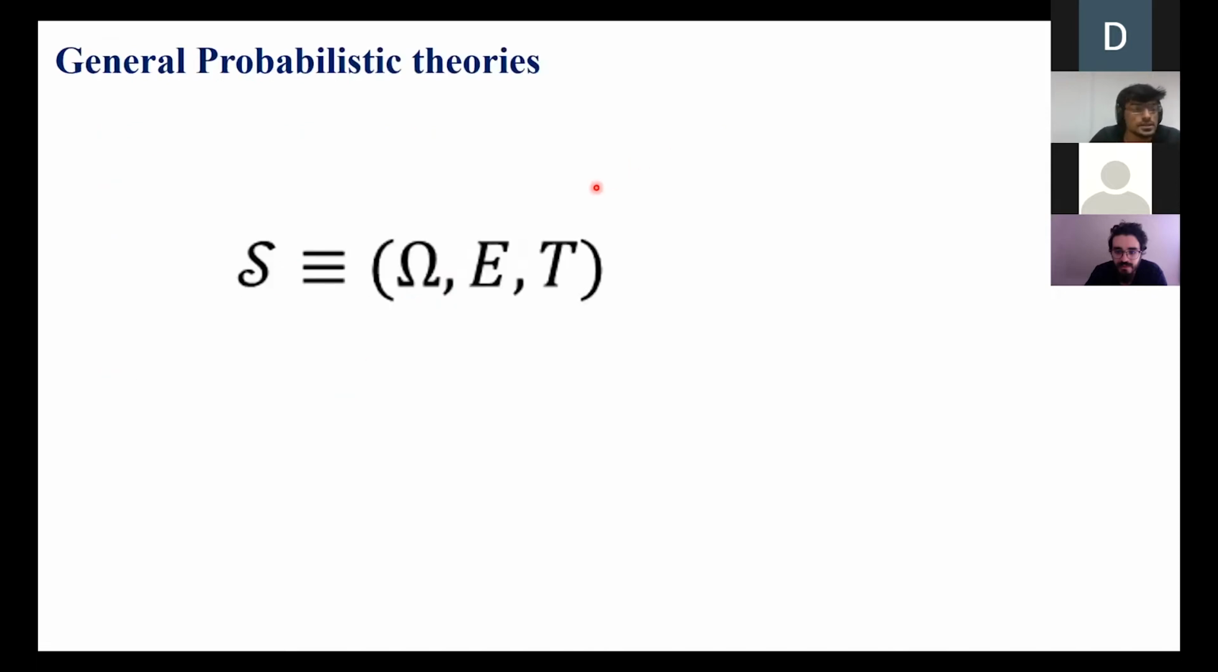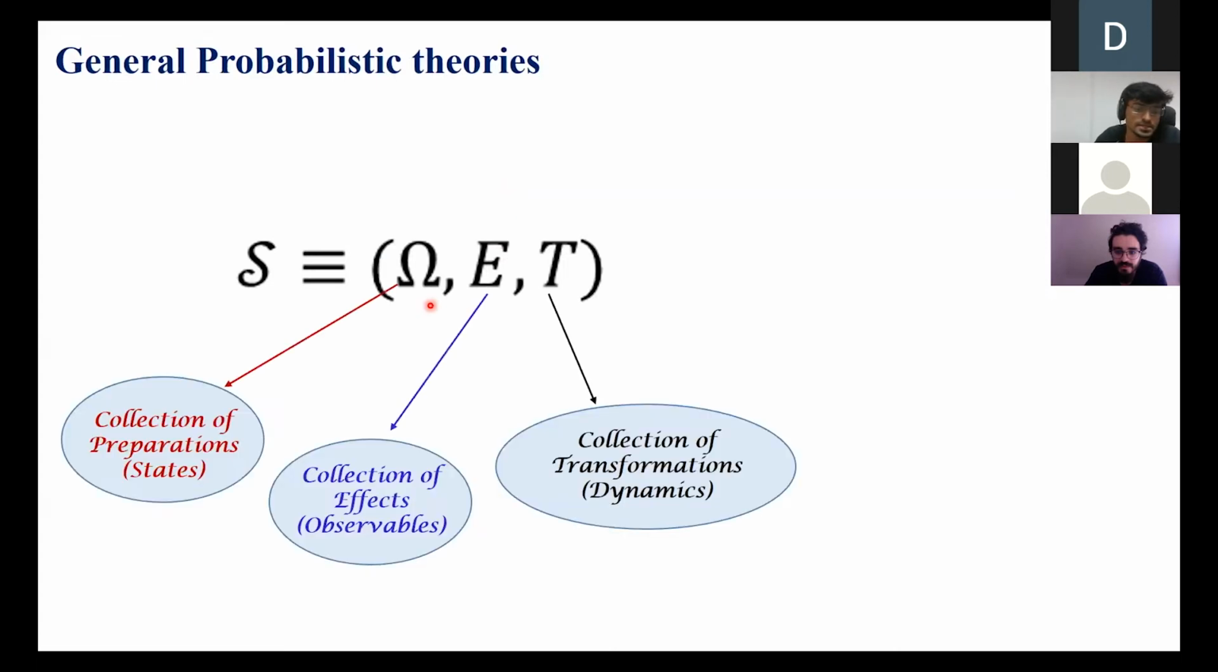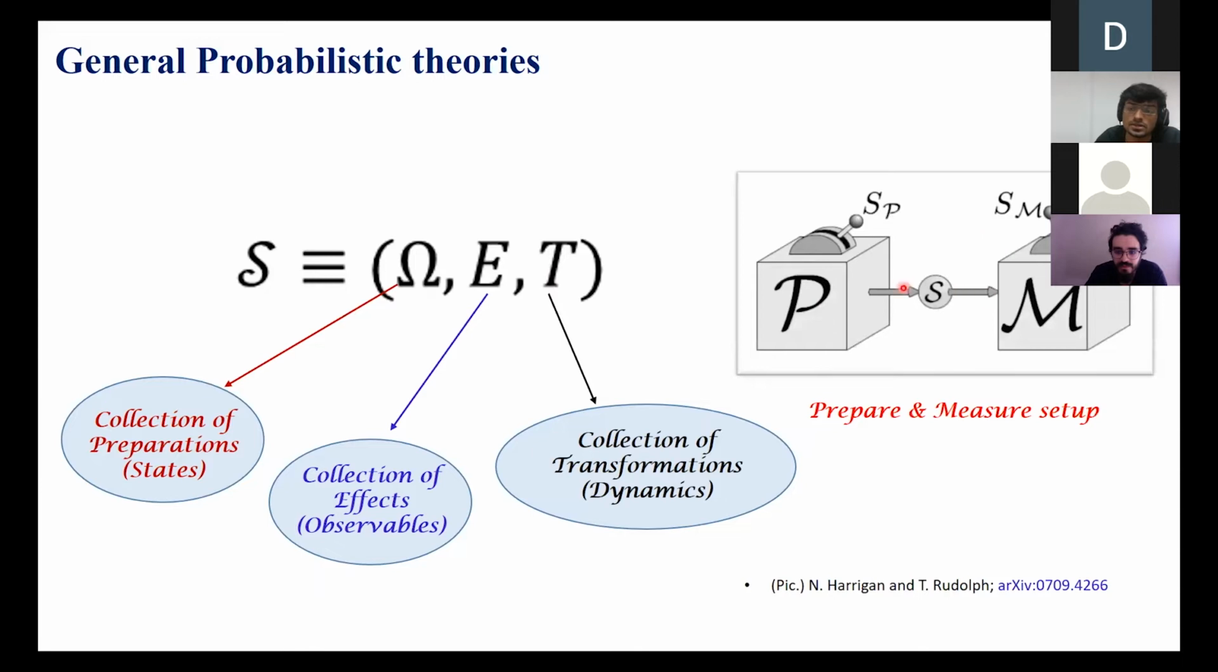In generalized probabilistic theories, every system is a three-tuple, where we have some collection of preparations, some collection of effects or observables, and some dynamics on the system. In this work, we won't be considering the dynamics section that much. We'll just look into the prepare and measure scenario, where some preparation device prepares some state of the system, and you are allowed to do some measurement on the system.